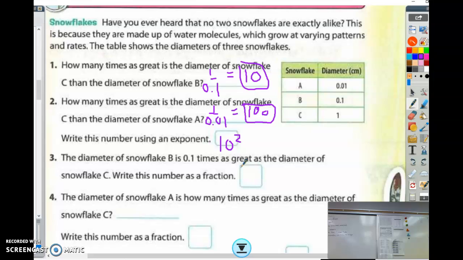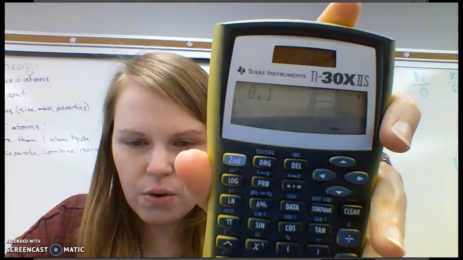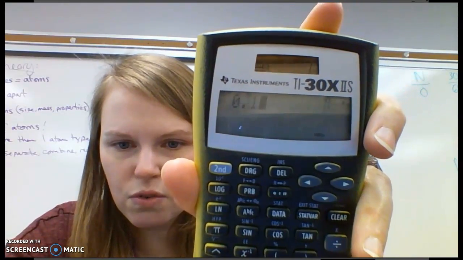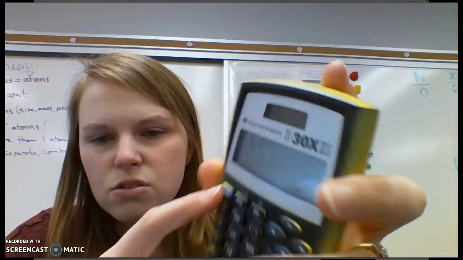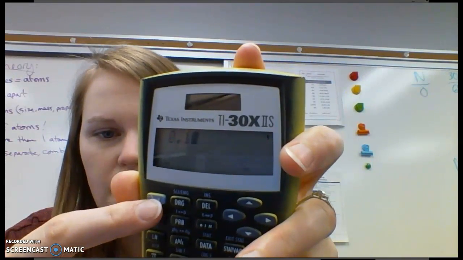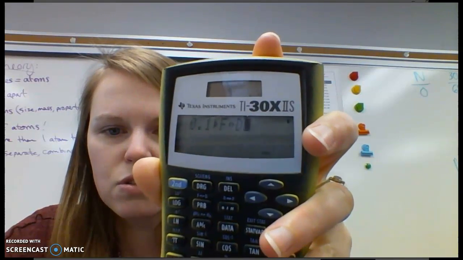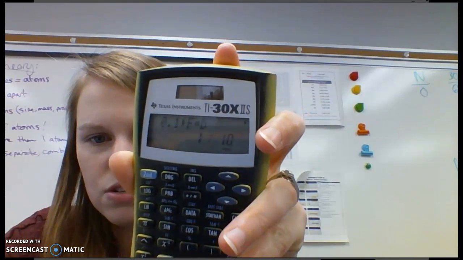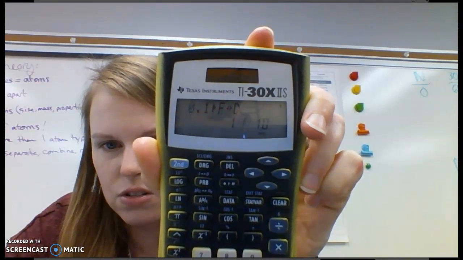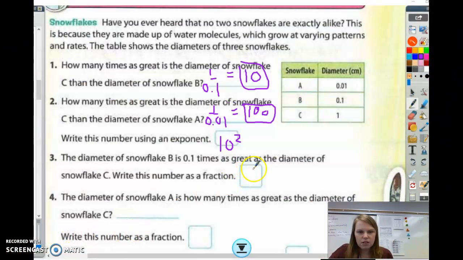Another way to do this, plug it into your calculator. So if you type 0.1 into your calculator, hit the fraction button. For me, this is the fraction button here. I'm going to click second, and then this PRB because it has the fraction button right above it. So fraction to decimal. And then hit enter, and it says 1/10. That's how you can use your calculator to help you solve this. So this gives us 1/10.